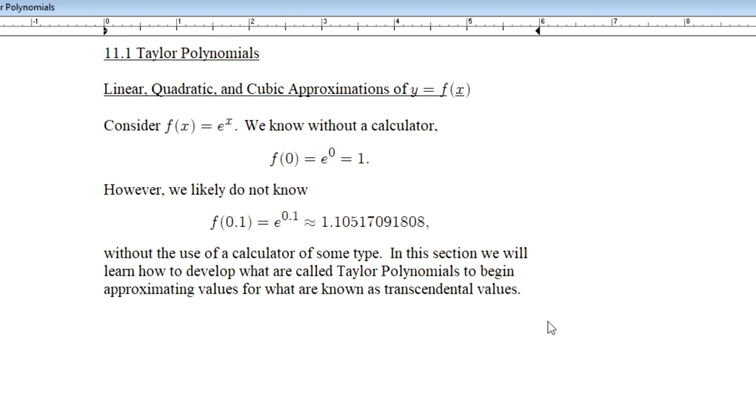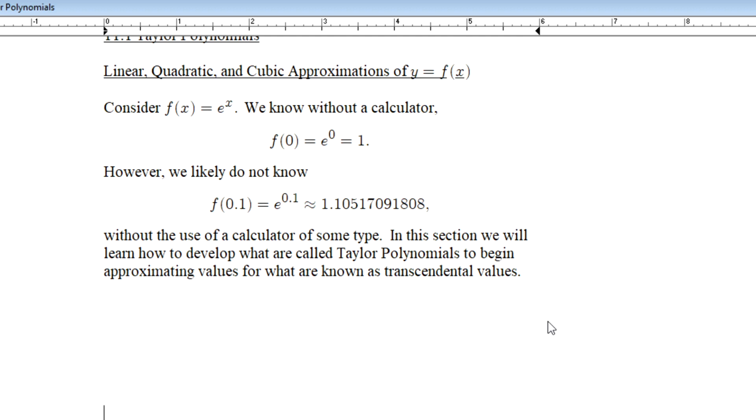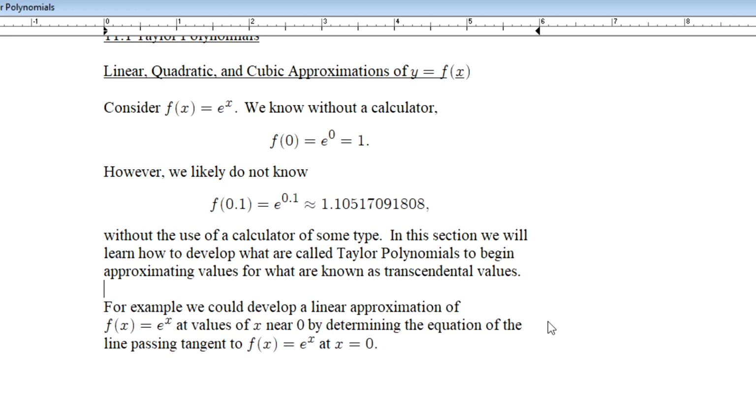We are going to open up with this as our bigger picture, and look at some linear, quadratic, and cubic approximations of e to the x to help us find the value of e to the 0.1. To begin, we could develop a linear approximation of f of x equal to e to the x at values of x near 0. You notice 0.1 is awfully close to 0, where we know e to the 0 power is certainly 1.